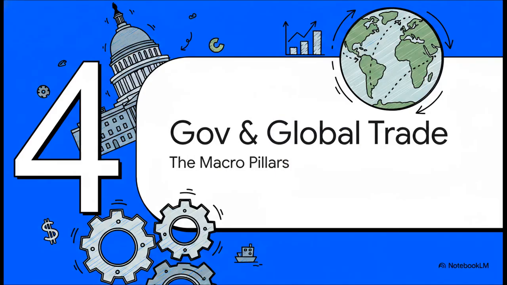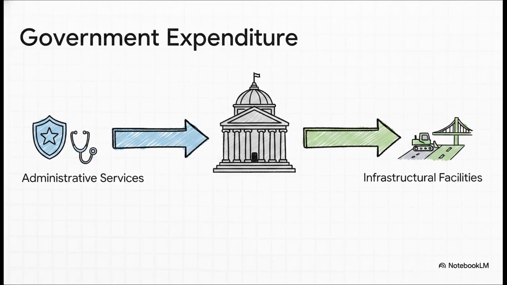Welcome to Section 4, Government and Global Trade, the Macro Pillars. Now we're zooming way out to the true macro pillars, moving from individual families to the actions of the sovereign state and the international market. Meet our third pillar, government expenditure, represented by the letter G. G is split into 2 main areas.